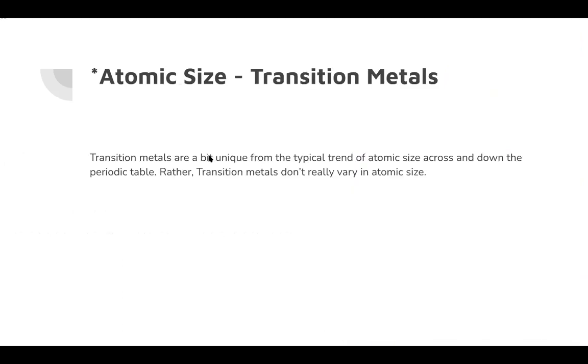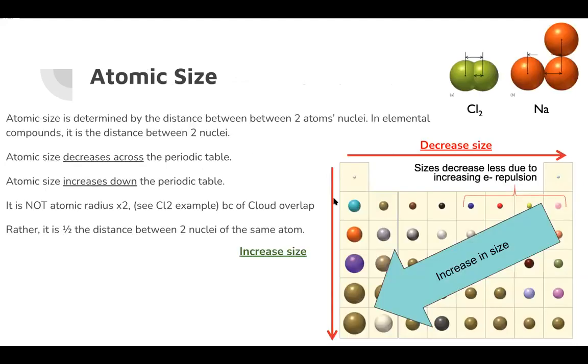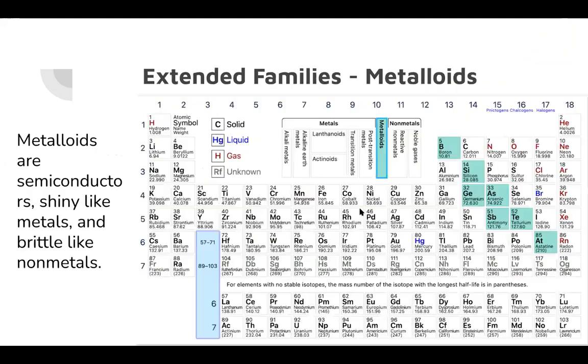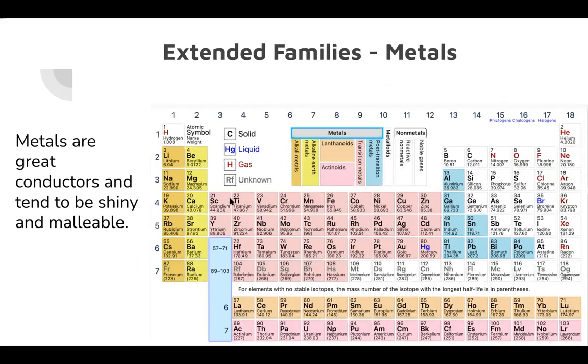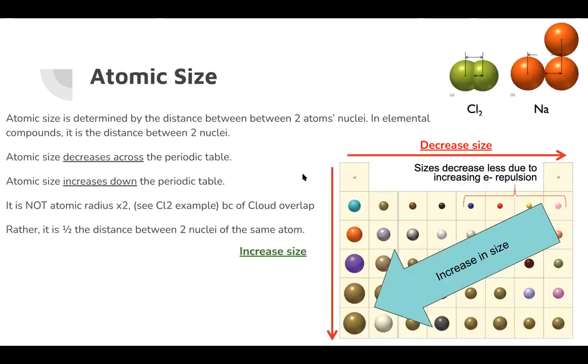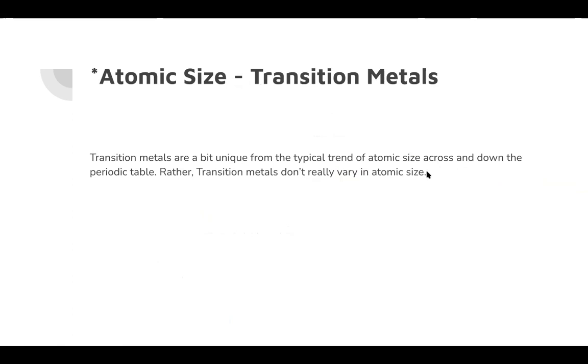One thing to note is that transitional metals are a bit unique. This is to do, I believe, with the energy shell, the D shell. But essentially, the size does not vary too much across the transitional metals here. And that would be because they just don't do that.